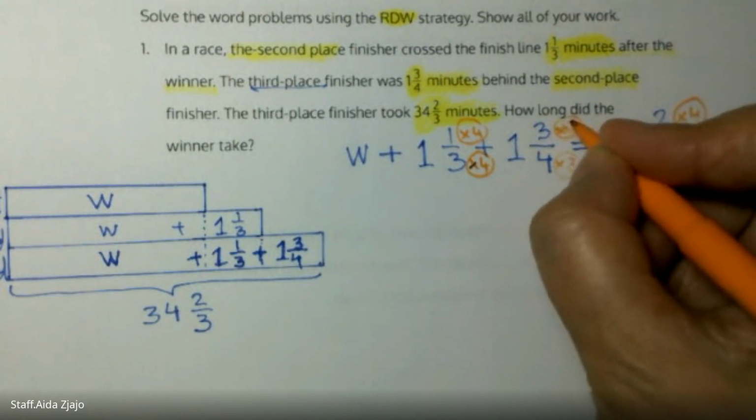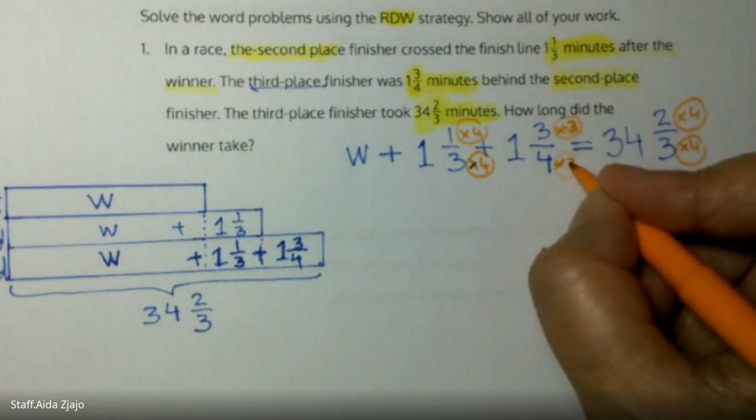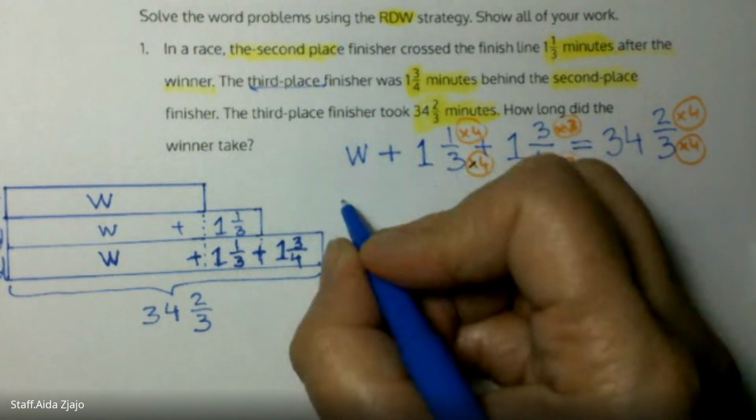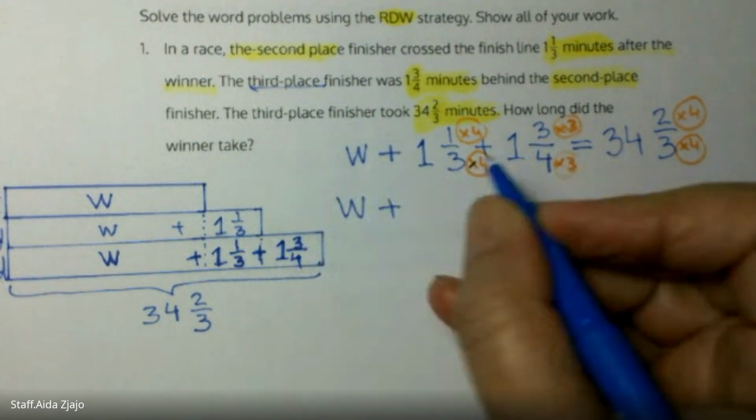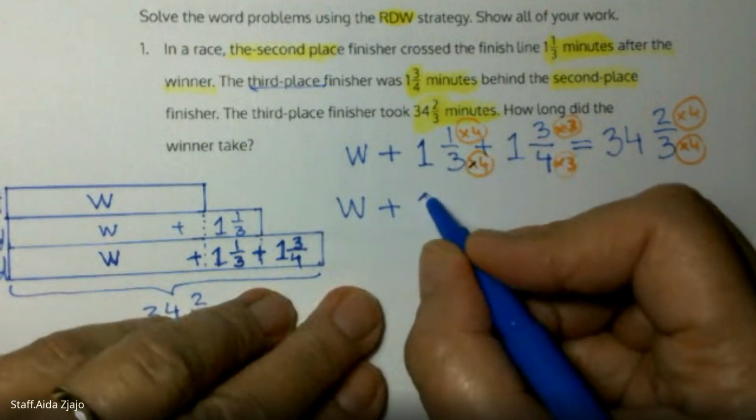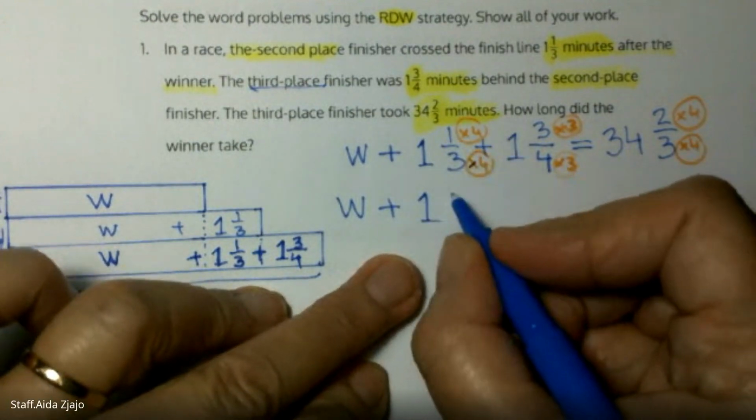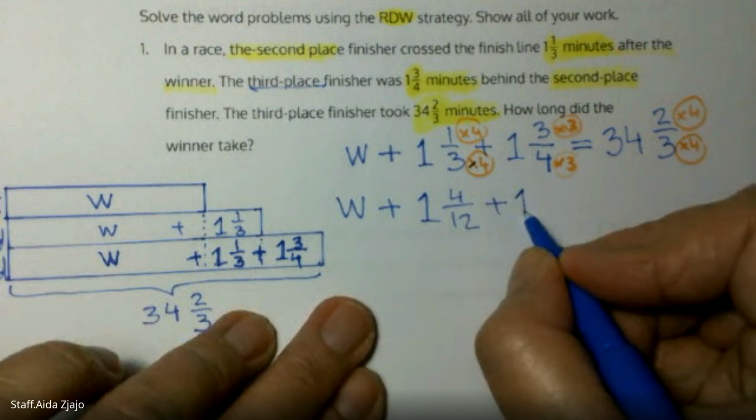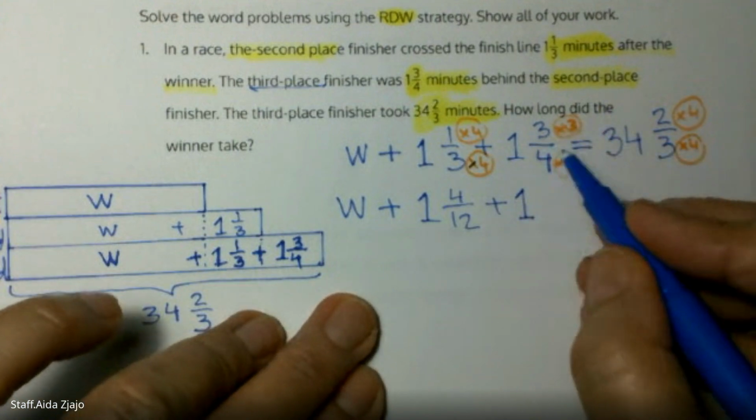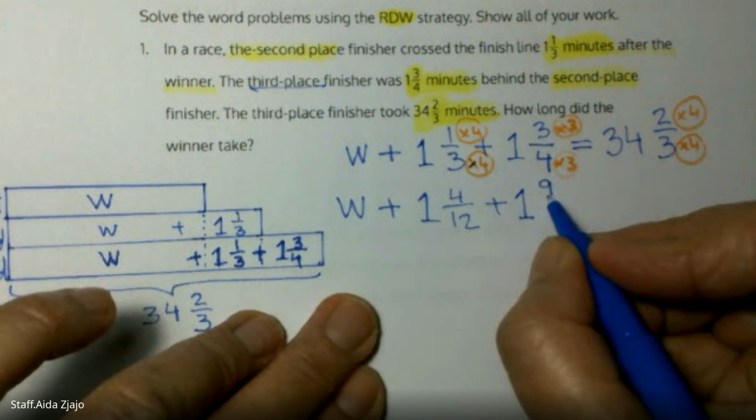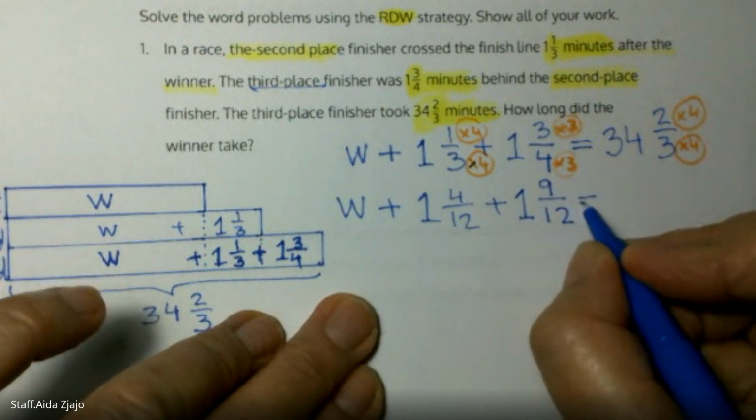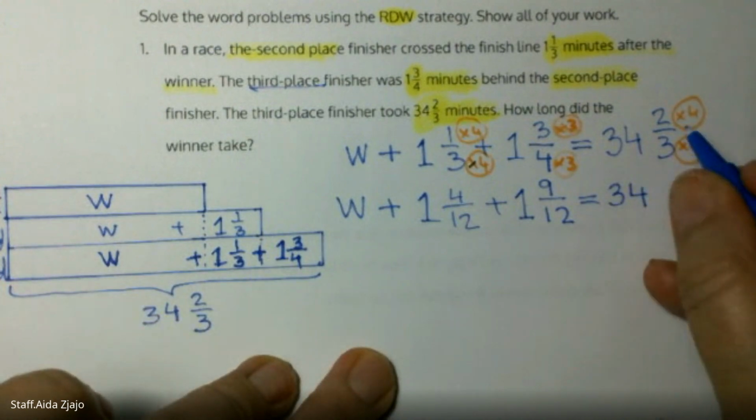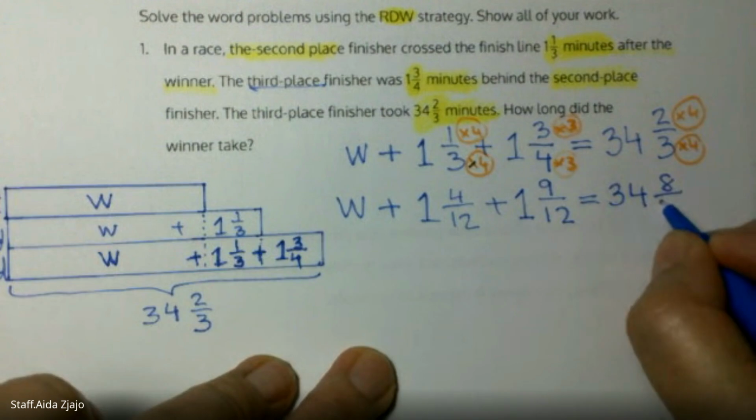Okay. A little bit more visible. Okay. So now we have winner plus 1 whole, 1/3 becomes 4/12, plus 1 whole, 3/4 will become 9/12, must equal 34 wholes and 8/12.